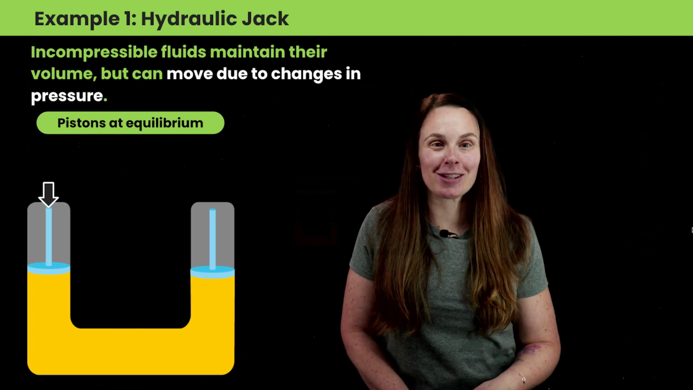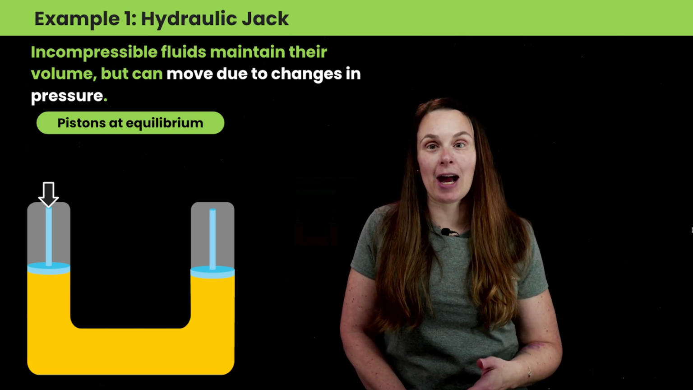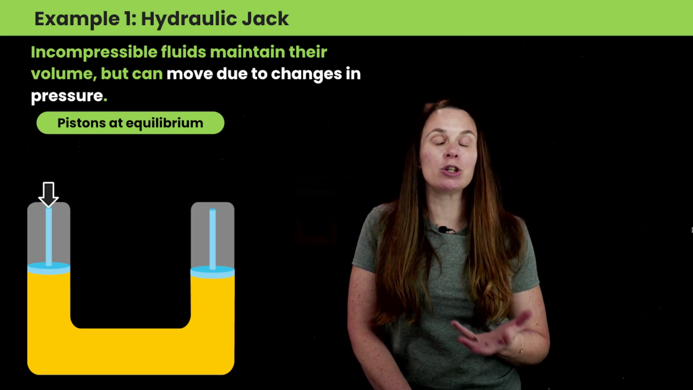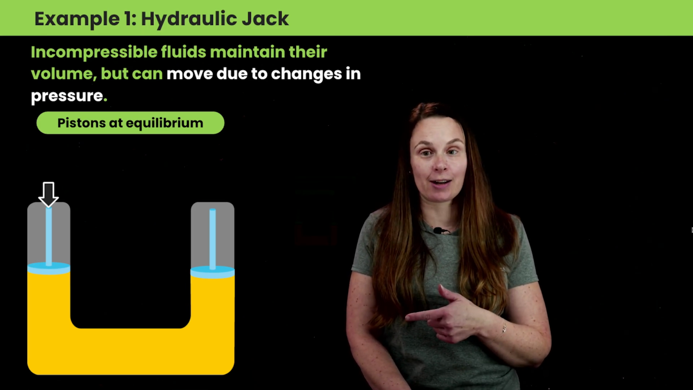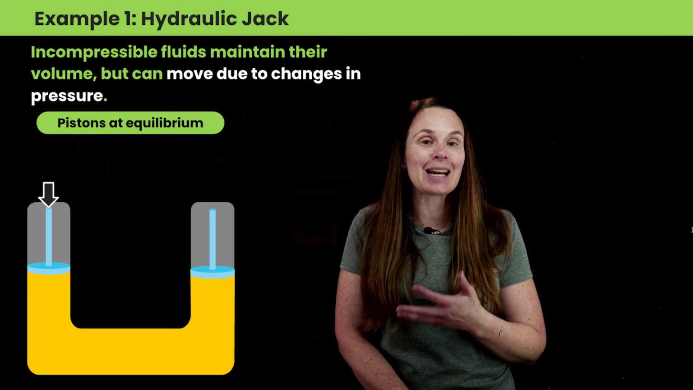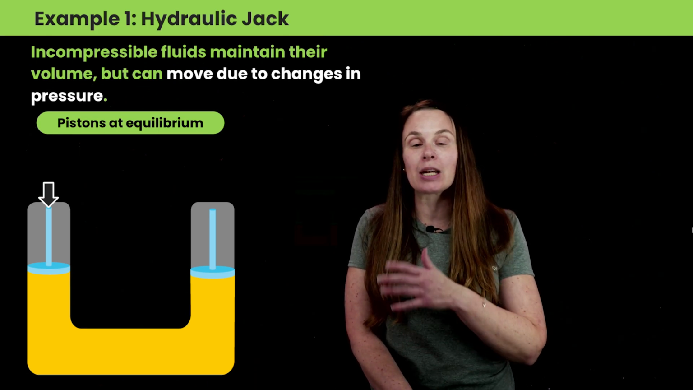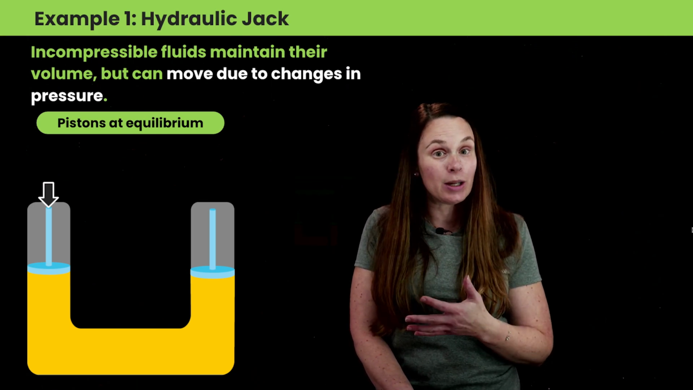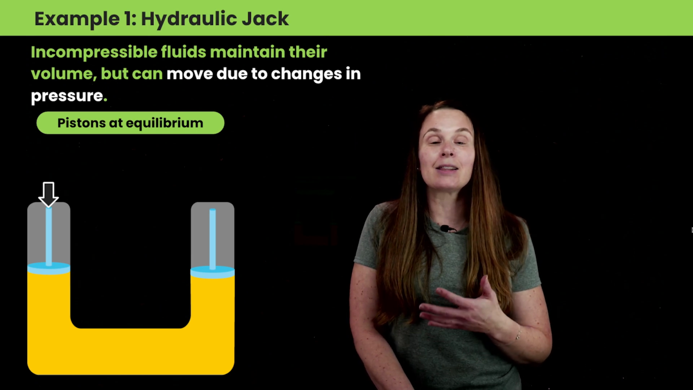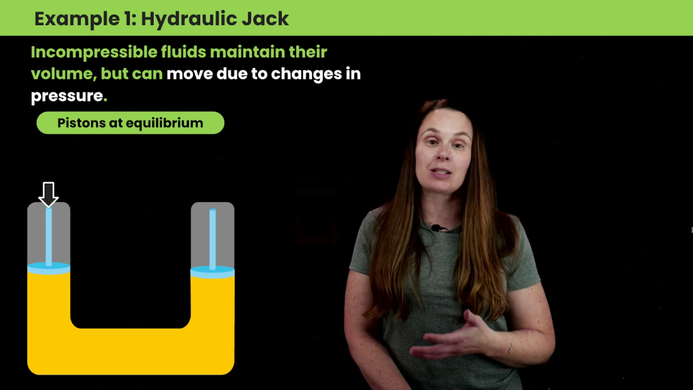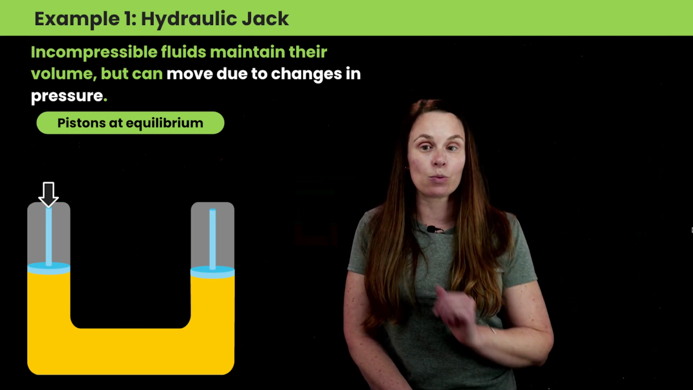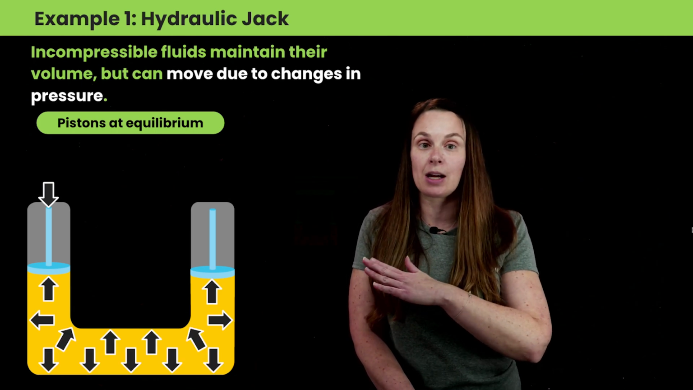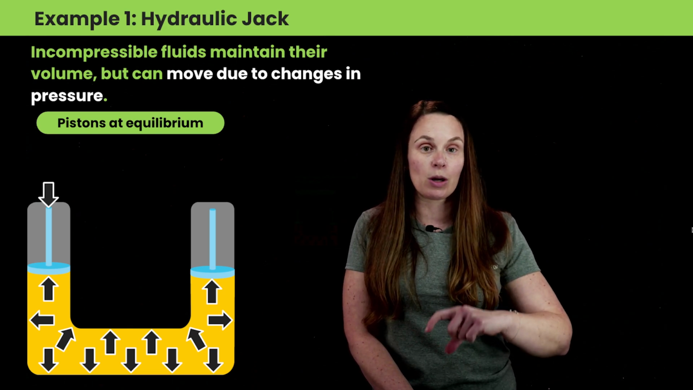Let's take a look at our first example, which is a tech object called a hydraulic jack. It's really important to remember that incompressible fluids maintain their volume, but can move due to changes in pressure. Right here, we have a hydraulic jack, and it's currently at equilibrium. A hydraulic jack is usually two cylinders that are connected, with fluid within them, oil or water, and a pressure is applied. On one end, we apply pressure with a piston, and that applies even more pressure to that incompressible fluid throughout the jack system.